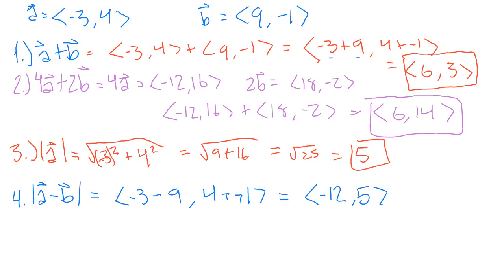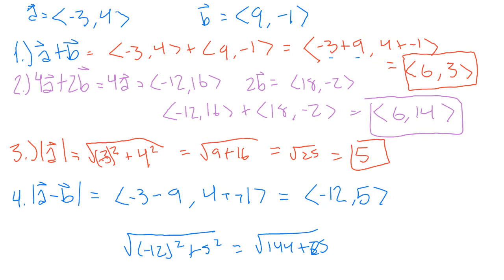And then we can plug that into our magnitude to get negative 12 squared plus 5 squared. 144 plus 25 is 169. So our magnitude is just 13.